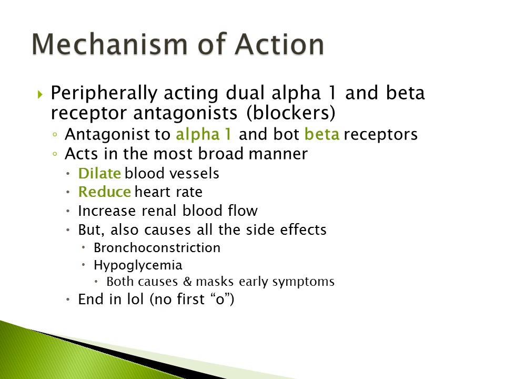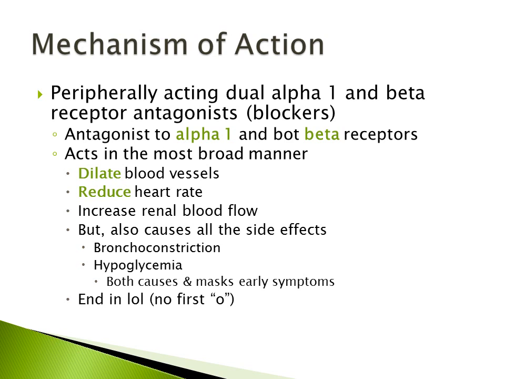The last group we have to talk about are ones that are like your superstar of this group, and they work on both alpha-1 receptors and both beta receptors. So we call them a peripherally acting dual alpha-1 and beta receptor antagonist. So they're an antagonist to both alpha-1 and both beta receptors. So they're going to act in all of the above manners.